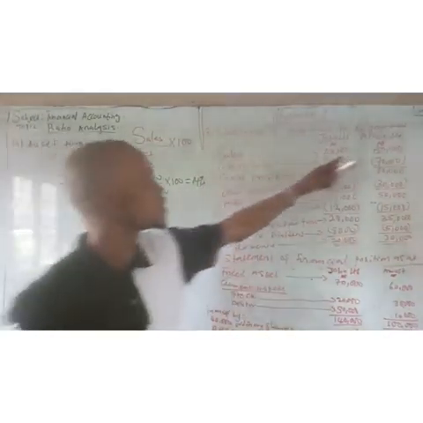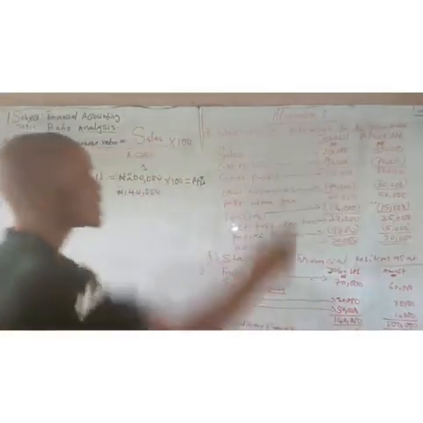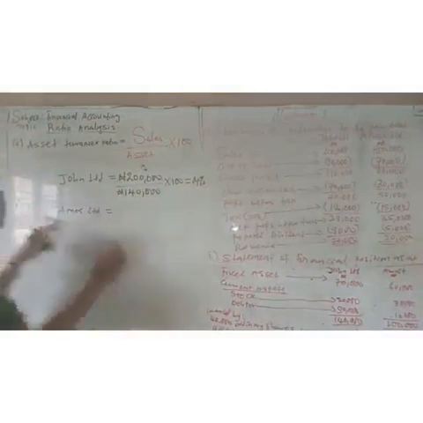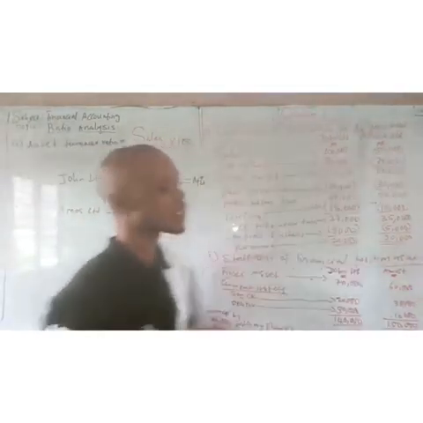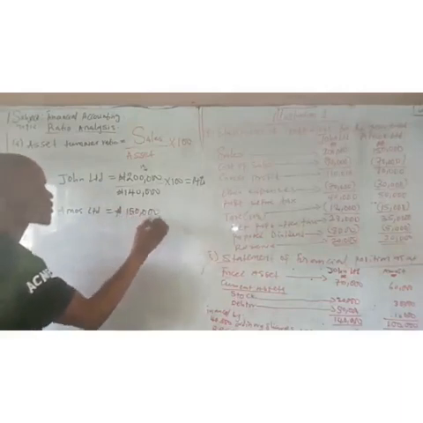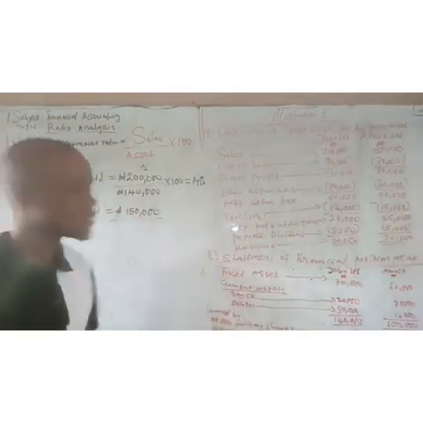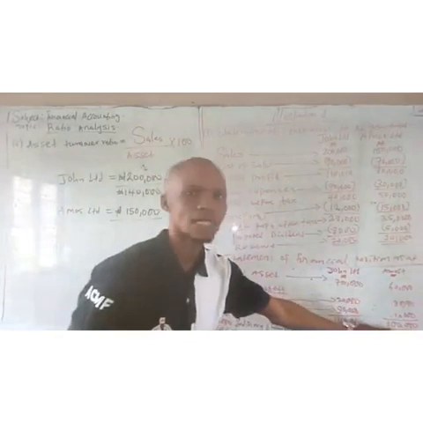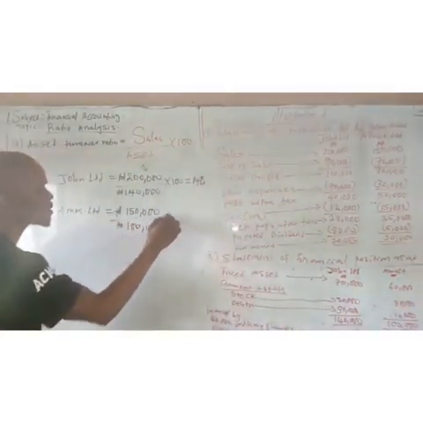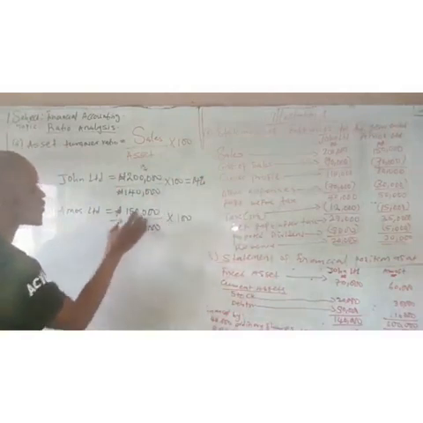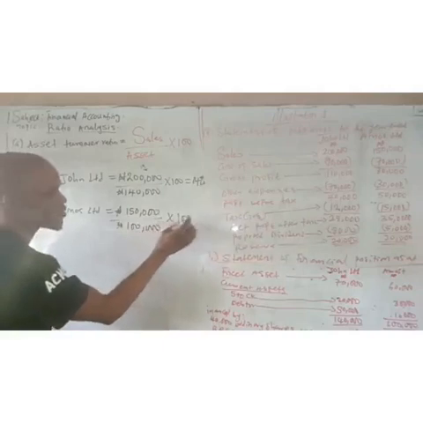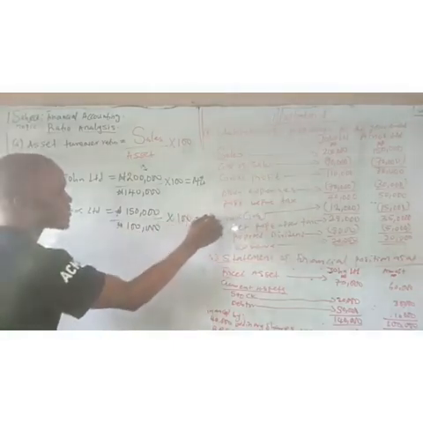Then let's proceed to Amos Limited. Amos Limited is equal to, what is the sales revenue of Amos? It is 150,000 naira. You bring down your 150,000 naira all over. What is the total asset? Total asset of Amos Limited is 100,000 naira. You bring down your 100,000 naira multiplied by 100. Therefore, 150,000 divided by 100,000 times 100 will give us 15%.